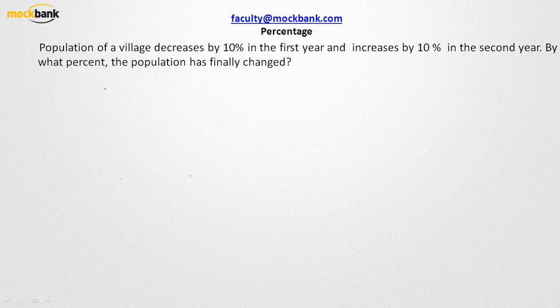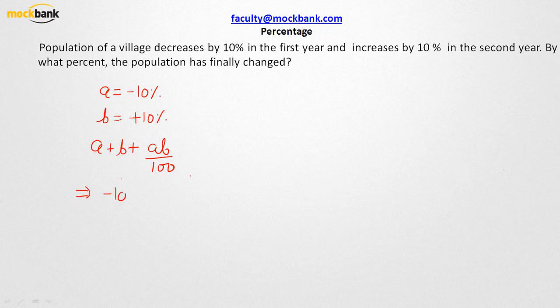So in this case, what is A? A is given as negative 10%, because the population is decreasing by 10% in the first year, and by what percent is it increasing in the second year? It is increasing by 10% in the second year. So what is the formula? The formula is A plus B plus AB over 100.